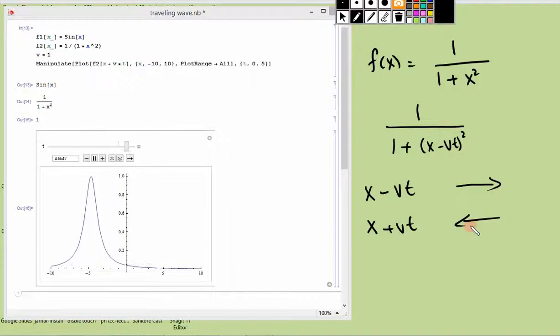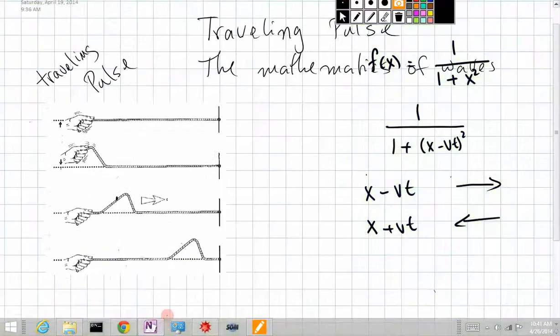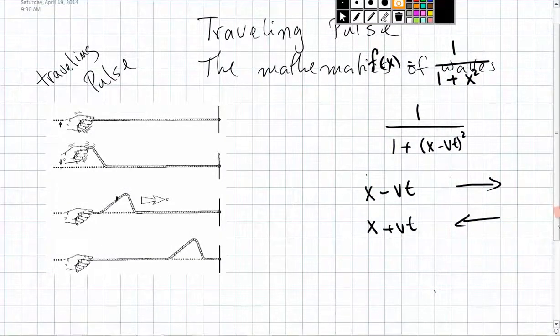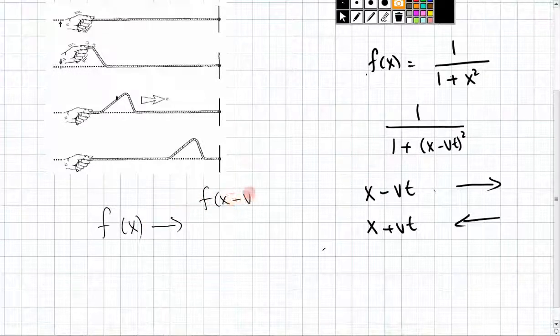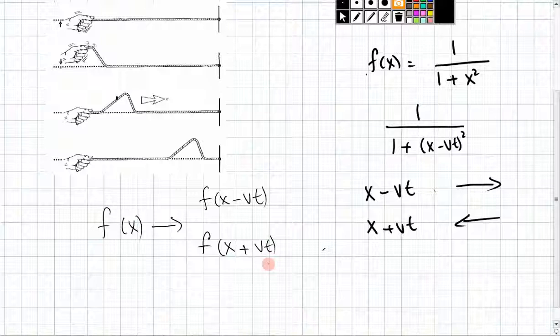Okay, so to summarize, when we have a wave that can be represented by a function f of x, then the transformation f of x minus vt produces a wave that travels to the right, and the transformation f of x plus vt produces a wave that travels to the left.